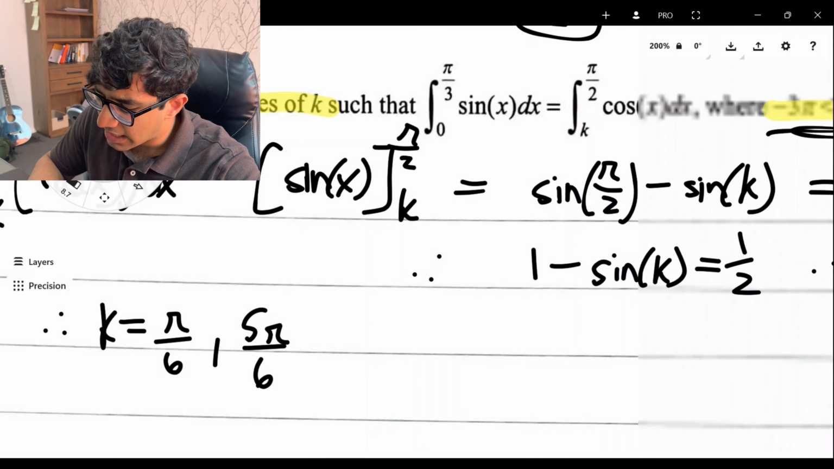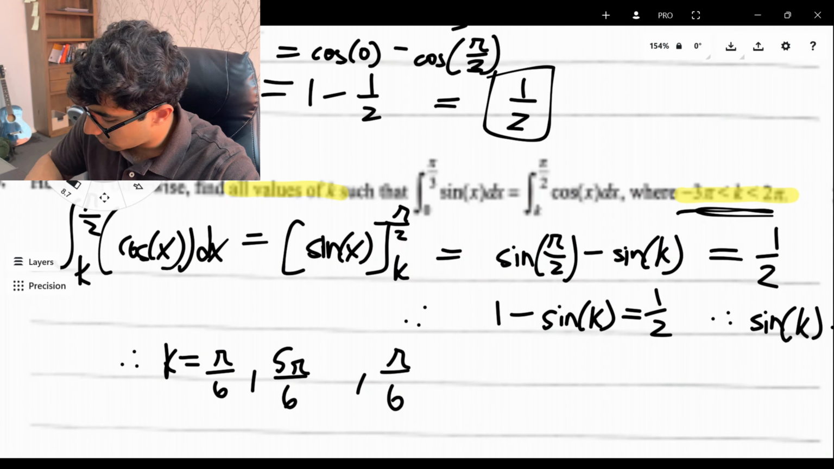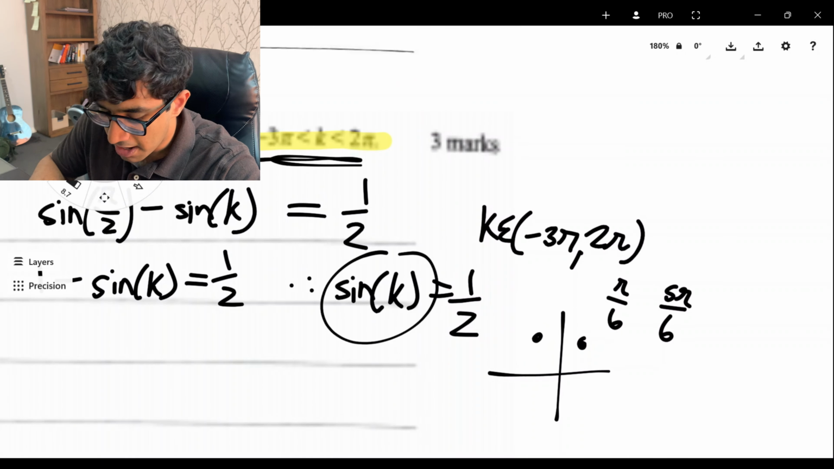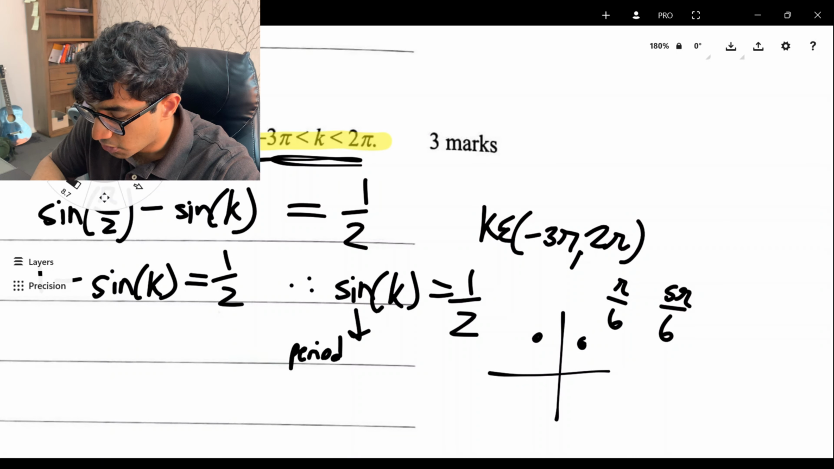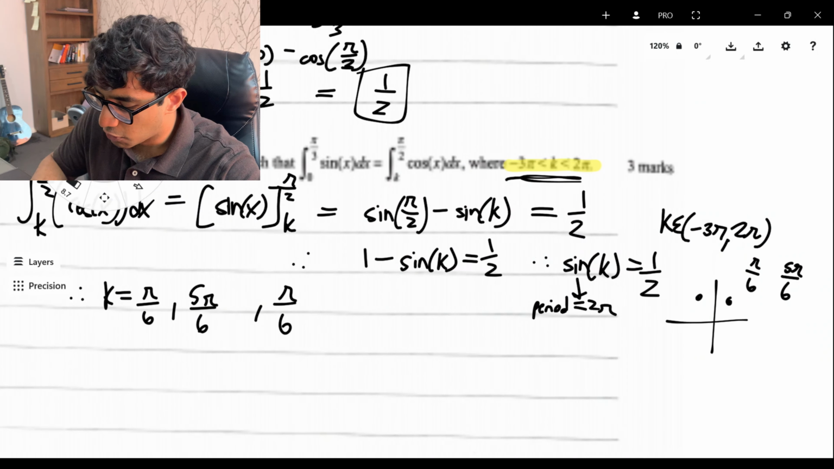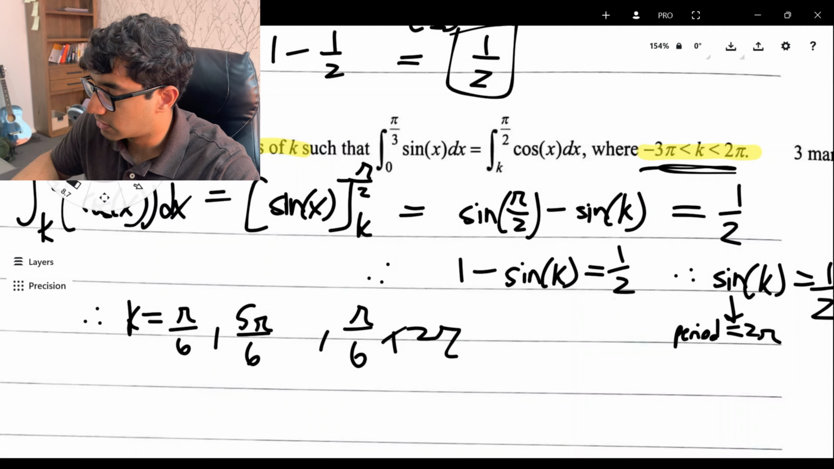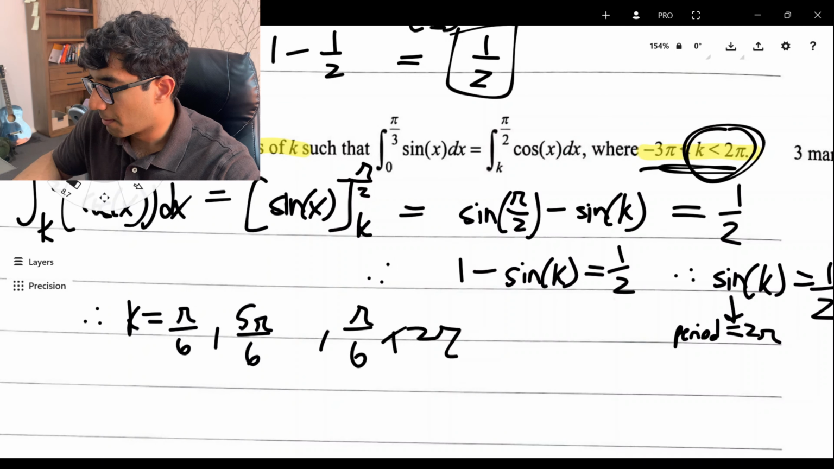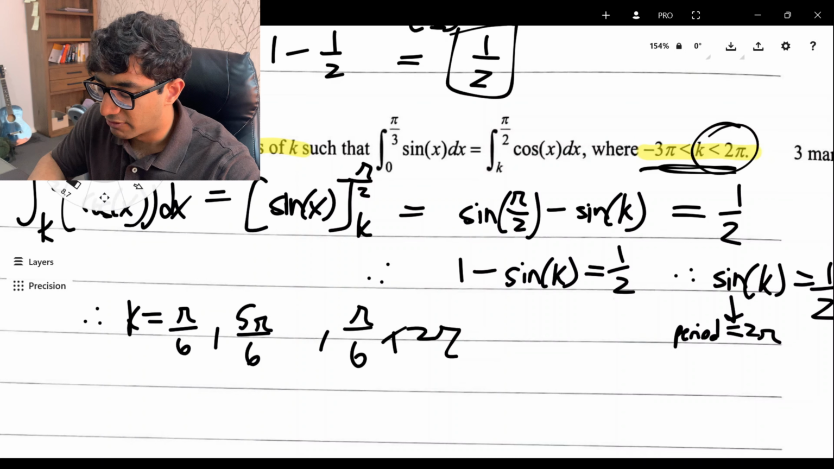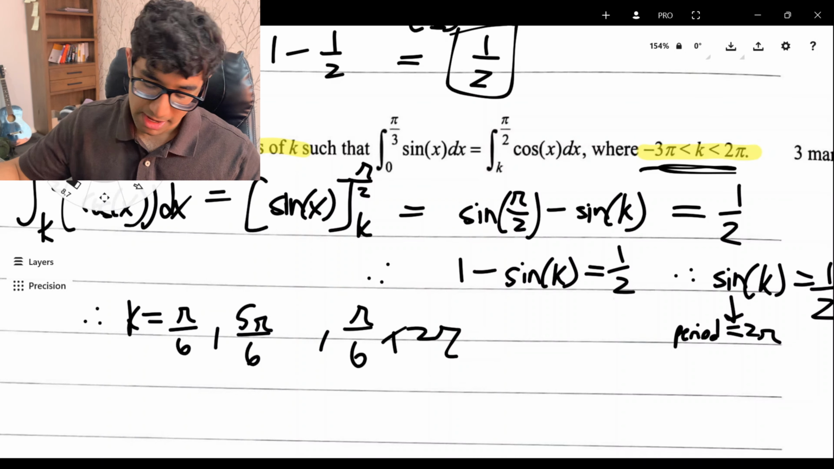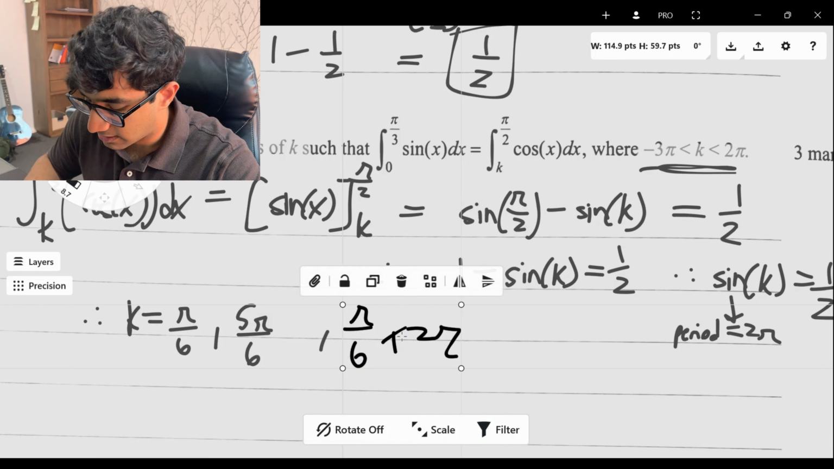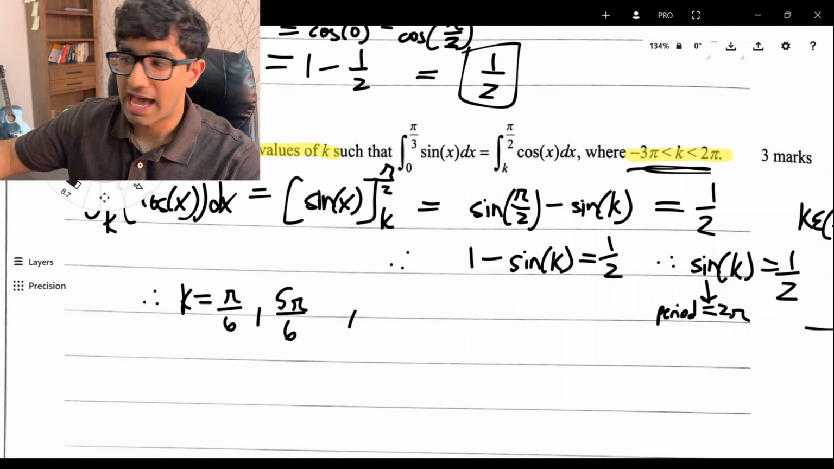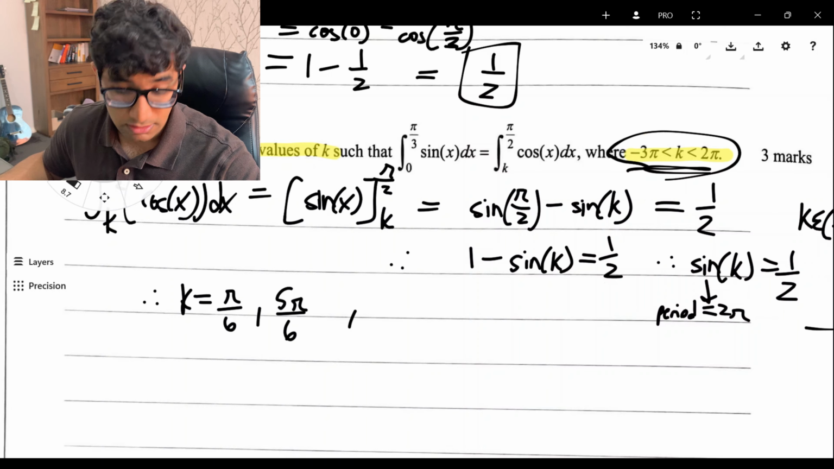Keep in mind the period I'm referring to is that of sine of k, which in this case is 2 pi. If I added 2 pi, you can automatically see it's not going to fit in this domain because there's an upper restriction of 2 pi. So pi over 6 plus 2 pi wouldn't work, so obviously I can't add a period in this case. Same thing for 5 pi over 6. I can't add a period. It'll be outside of this interval.